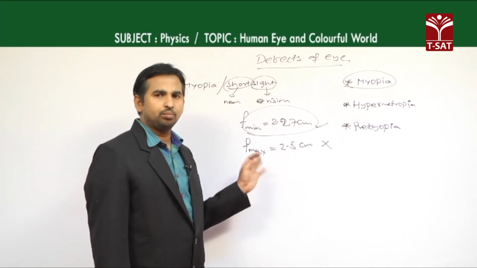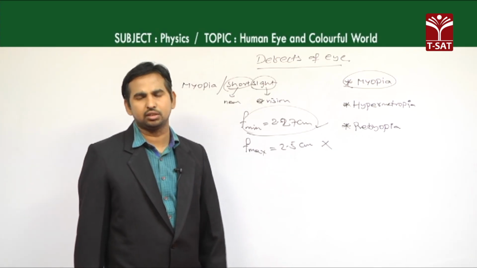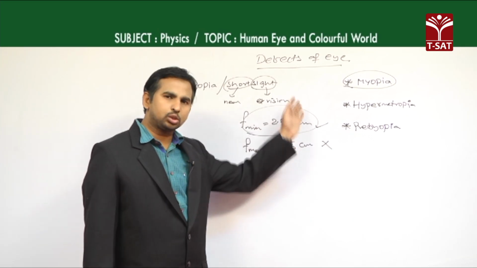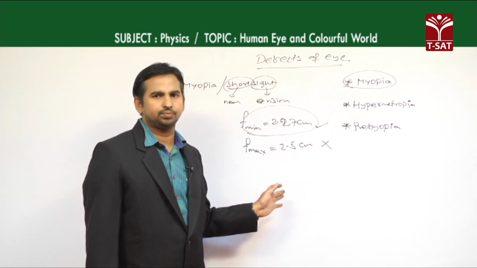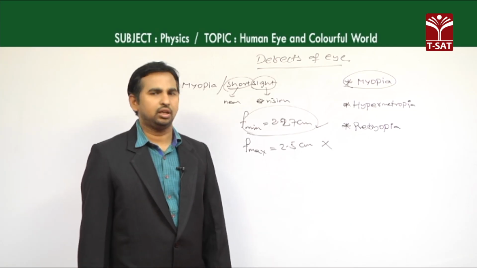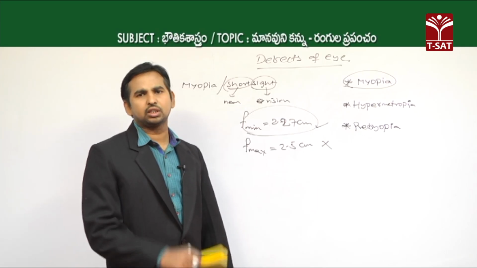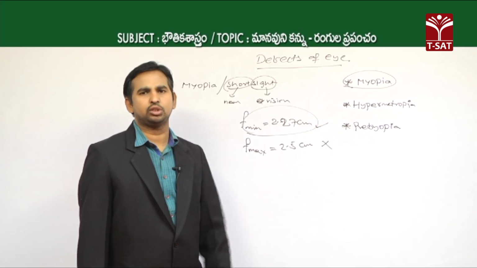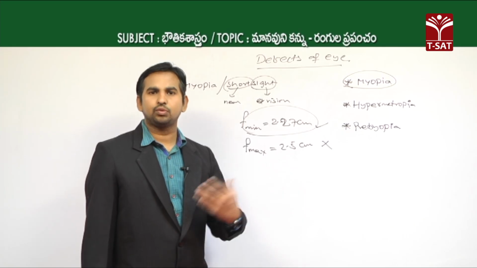That is the problem. If we have the maximum focal length of 2.5 centimeters, the image is formed exactly on the retina. But here the focal length is short of 2.5 centimeters, actually less than that, so the image is formed before the retina. The light rays converge before the retina, and when they strike the retina they go like a diverging beam. That is why a blur image is formed instead of a correct image.